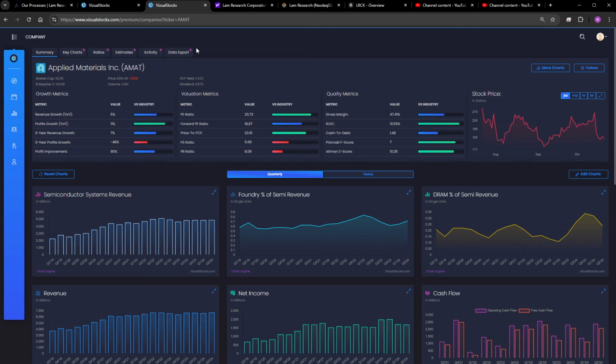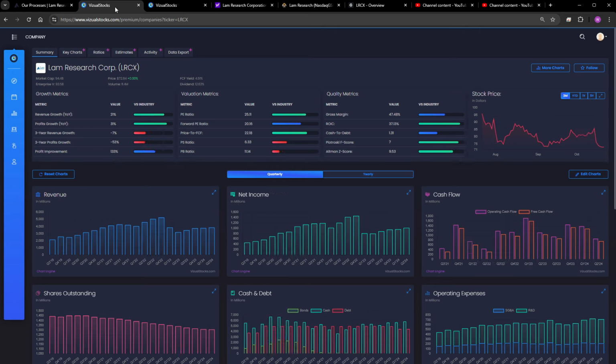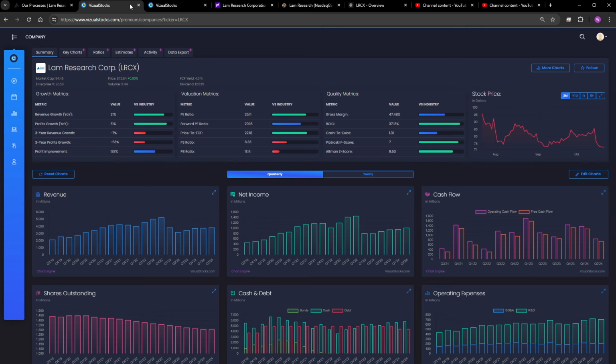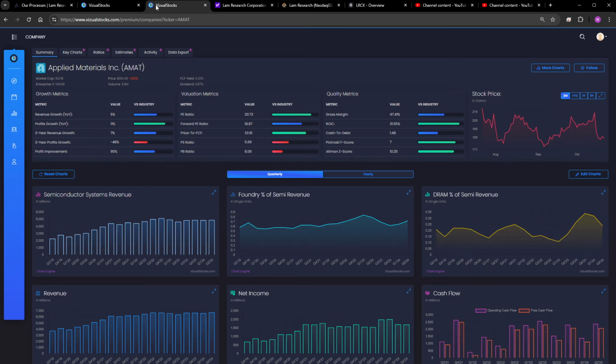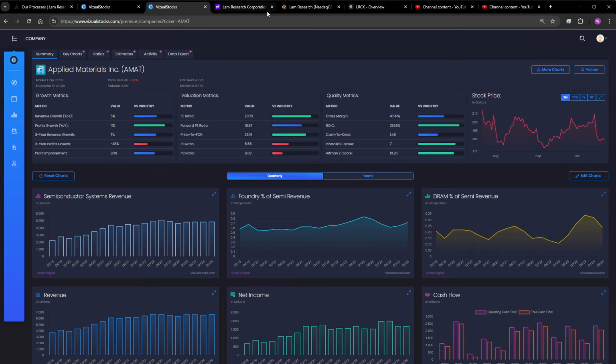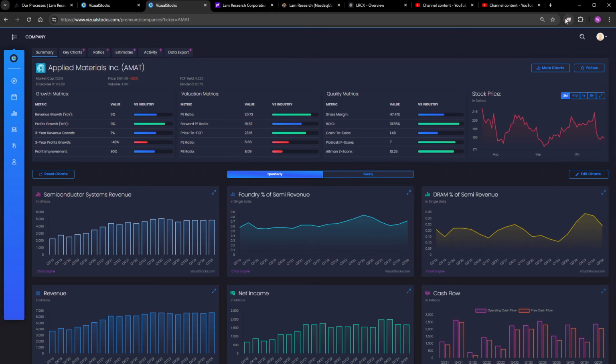The reason I didn't pick Applied Materials instead of Lam Research is because Lam Research has a higher revenue growth compared to Applied Materials. But it is true that Applied Materials has a better PE ratio. In terms of the quality metrics, it seems like these companies are both very similar. If I had more money, I would probably bet on both of these companies instead of just one. But for now, I'm only choosing Lam Research.